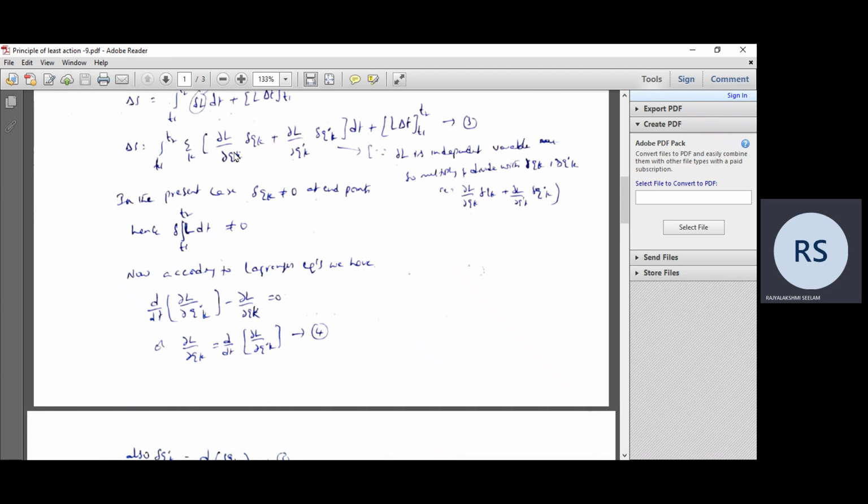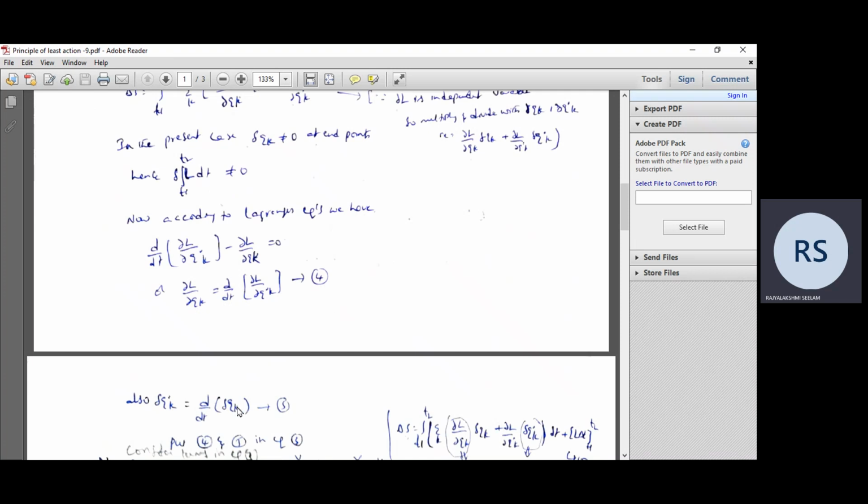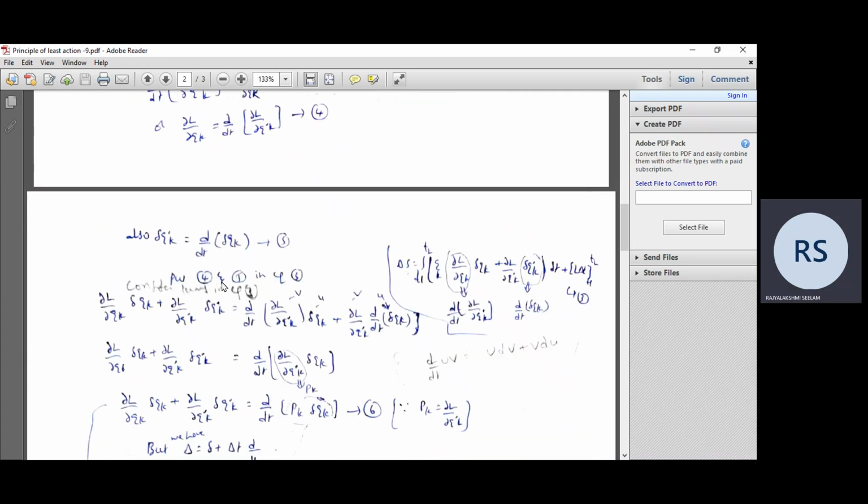So this is equation number 3. Just, we are replacing ∂L/∂qk with d/dt of ∂L/∂qk dot, and δqk dot we are replacing with d/dt of δqk. Now let us substitute equation number 4 and 5 in equation number 3.